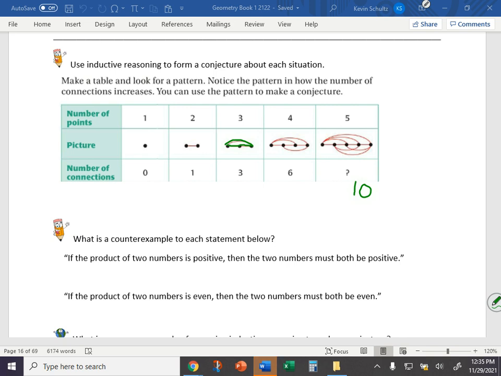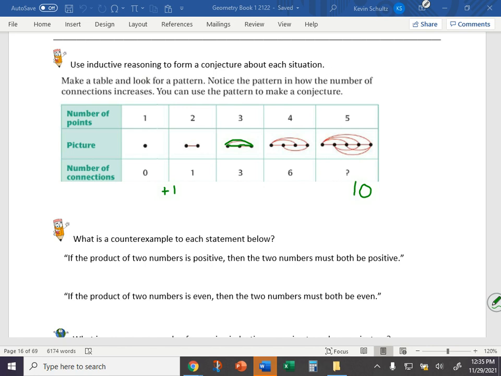And you can get that by counting, or what's the pattern that you're seeing develop here as our points increase? Joey. It adds the previous number. So what do you mean? So 0 plus 1, that's 1. 2 plus 1 is 3. Plus 1 plus 2 plus 3 plus 4.